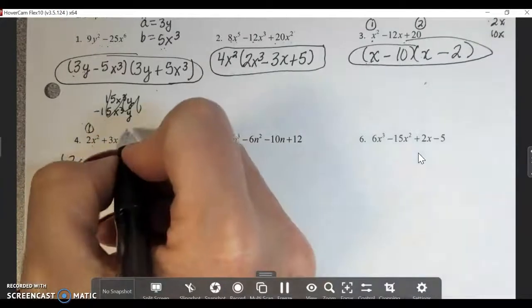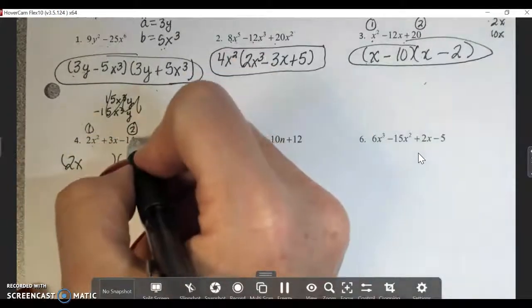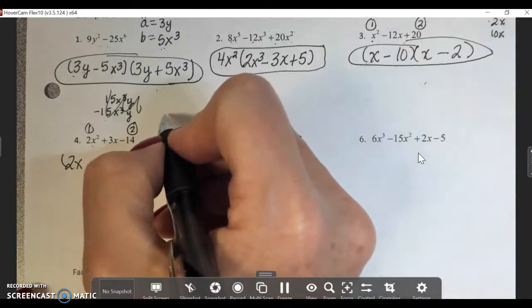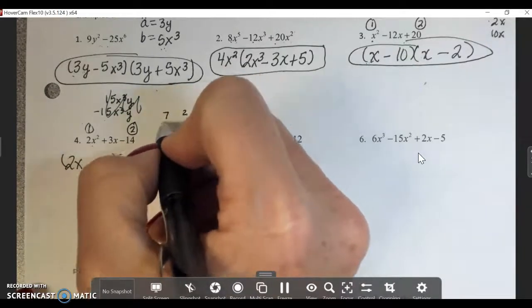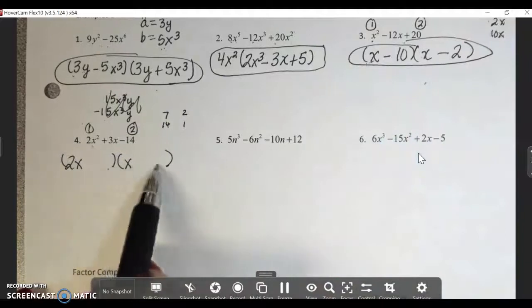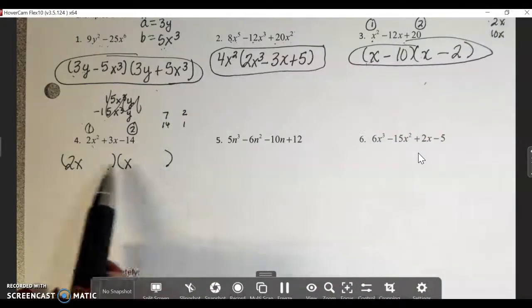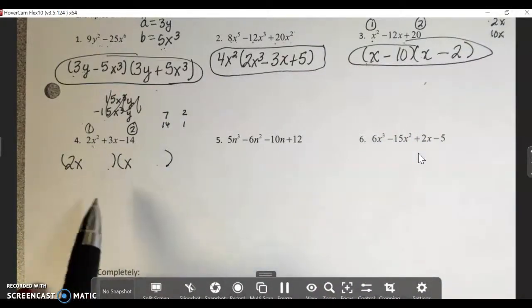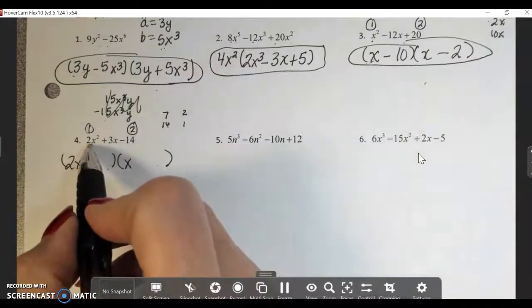2x and x. Now I look here. What numbers will multiply to be 14? 7 and 2, 14 and 1. Those are the only ones that can go here and here. Now, maybe I'm not sure this will even factor. Here's how I can check.